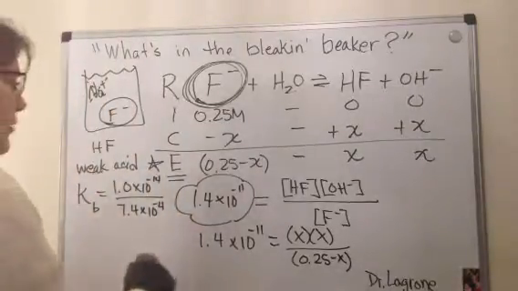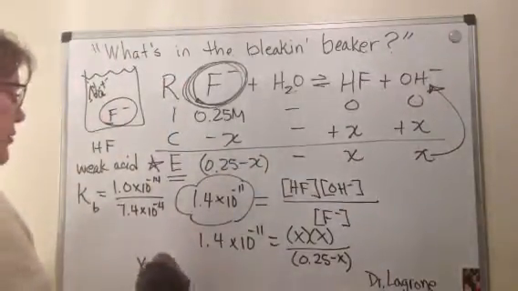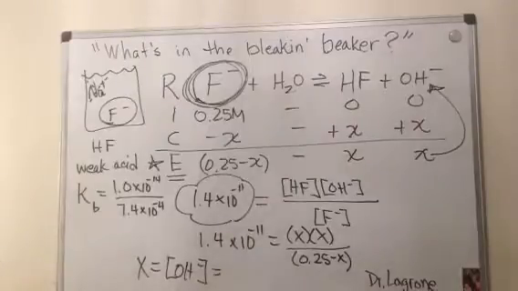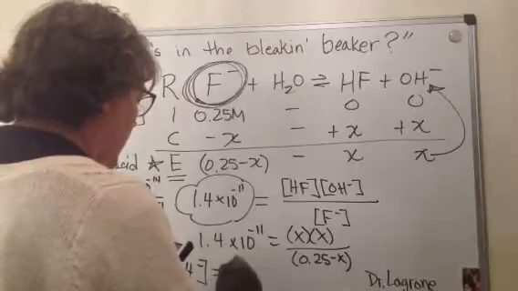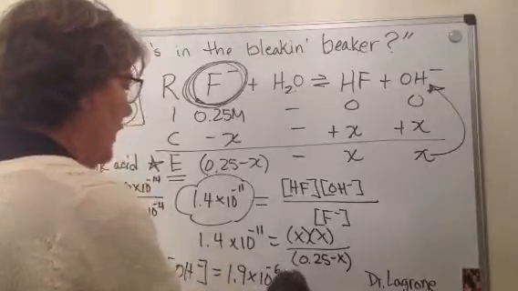Solving for x, what does x equal? Well, x equals hydroxide ion concentration, which is 1.4 times 10 to the negative 11 times 0.25. And then take the square root of that, and we get 1.9 times 10 to the negative 6, and that's a molarity.